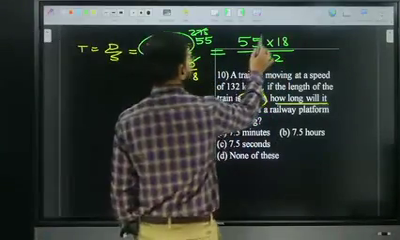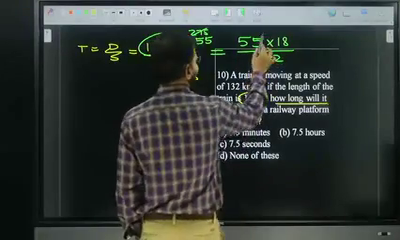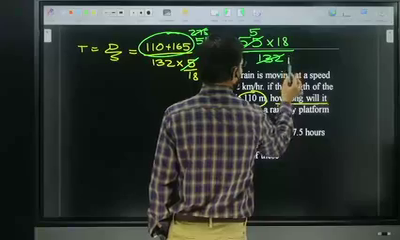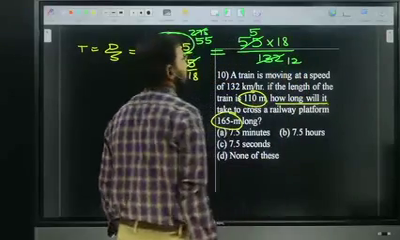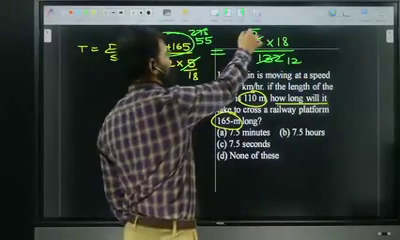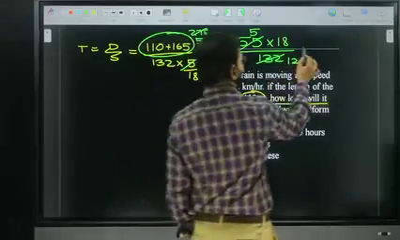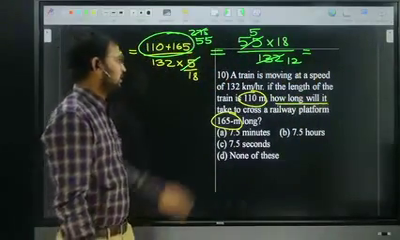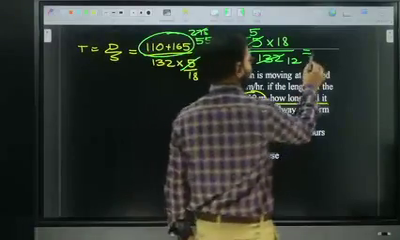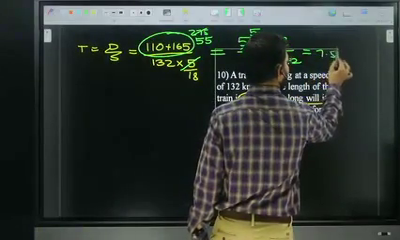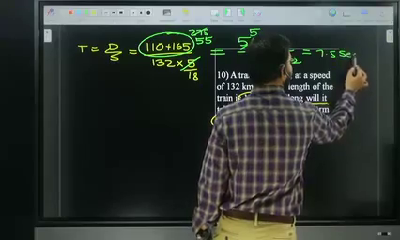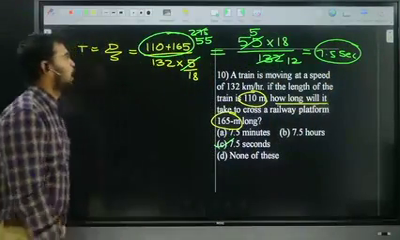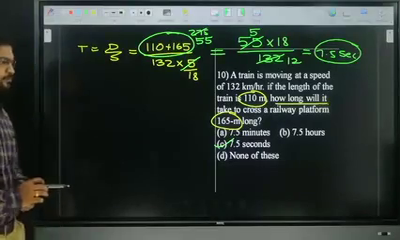Look at me, amma, here. So 11 5s are 55, 11 12s are... So 90 by 12. 90 by 12 is nothing but, 18 5s are 90, na. 90 by 12 is nothing but 7.5. Your answer is 7.5 seconds. Option C is the right answer.